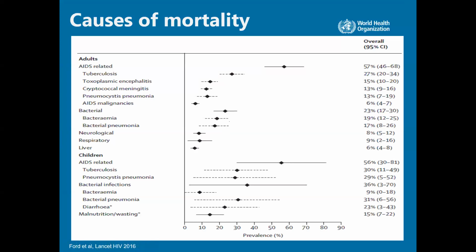So the approach to responding to advanced HIV disease was initially informed by a systematic review which looked at causes of hospital admission and in-hospital mortality among people living with HIV. And this review highlighted that tuberculosis, cryptococcal meningitis, and severe bacterial infections were leading causes of hospital admission and adverse hospital outcomes.